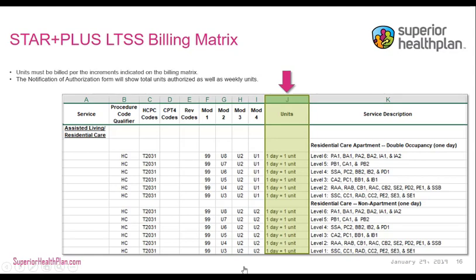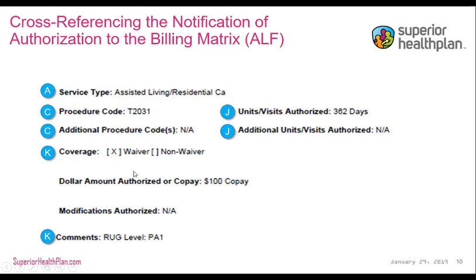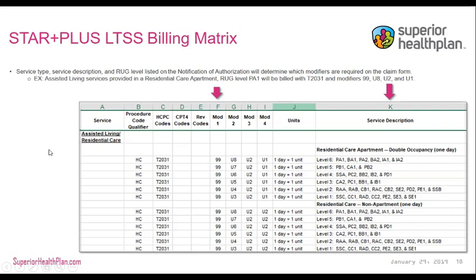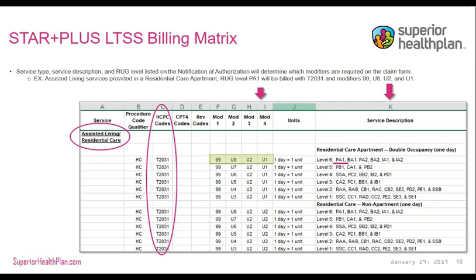It must be billed within the parameters of the authorization, which includes both the start and finish date, as well as weekly units not to exceed what's outlined on the notification of auth. Service type, service description, and reg level listed on the notification of authorization will determine which modifiers are required on the claim form. For this example, assisted living services provided in a residential care apartment, reg level PA1 will be billed with T2031 and modifiers 99, U8, U2, and U1.